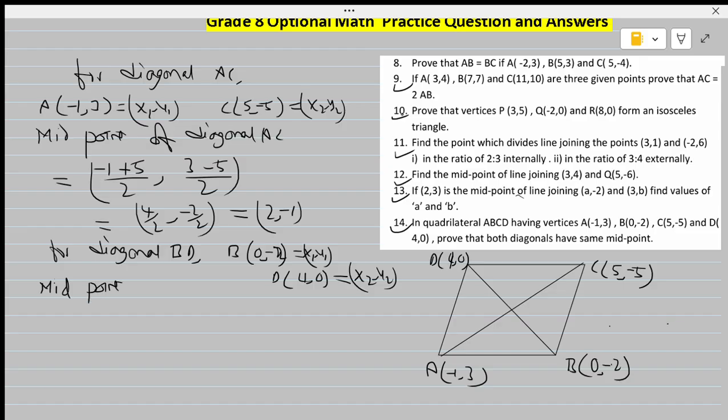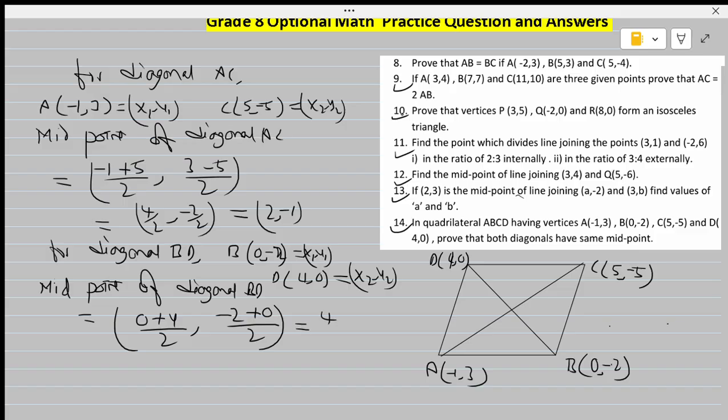So the midpoint of diagonal BD equals (x1 + x2)/2. x1 is 0, x2 is 4, so 0 plus 4 by 2, and for y, y1 is minus 2, y2 is 0, so minus 2 plus 0 by 2. So 0 plus 4 is 4, 4 by 2; minus 2 plus 0 is minus 2, by 2. So 4 by 2 is 2, minus 2 by 2 is minus 1.